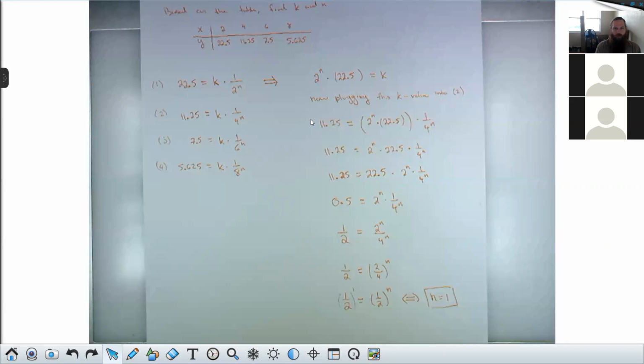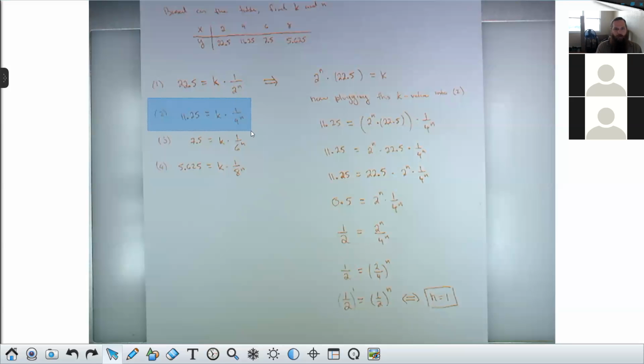Brooke asks a really good question. Could I have plugged that k into any of these equations? Yes, ma'am. If I went and plugged that k back into the same equation I solved for, if I plugged this k back into equation 1, then I wouldn't get anything new. I would just simplify to like 1 equals 1 or 0 equals 0. But I could have plugged that k into any of these and gotten the same thing.